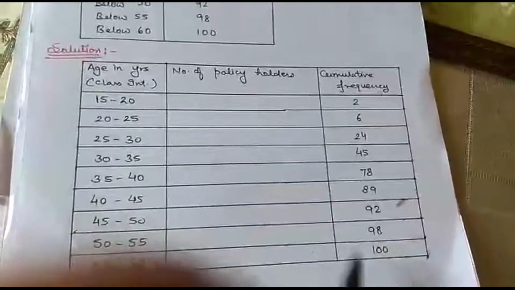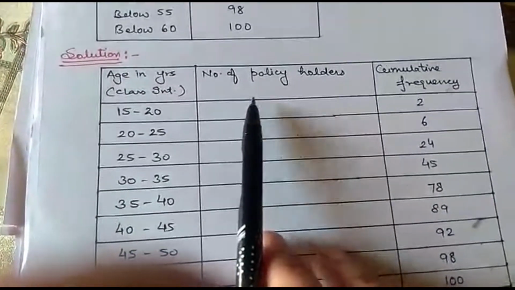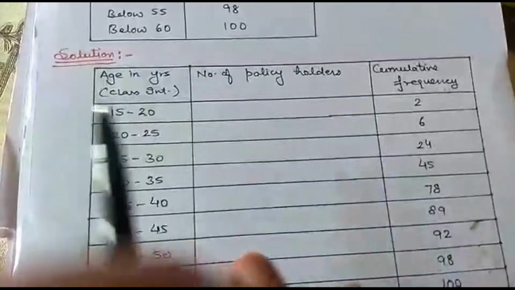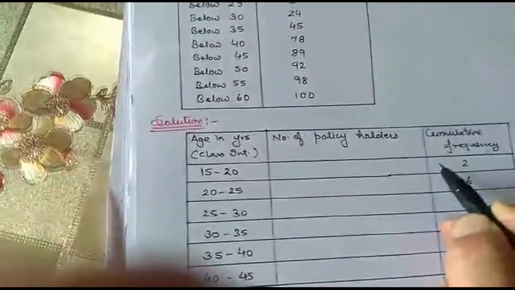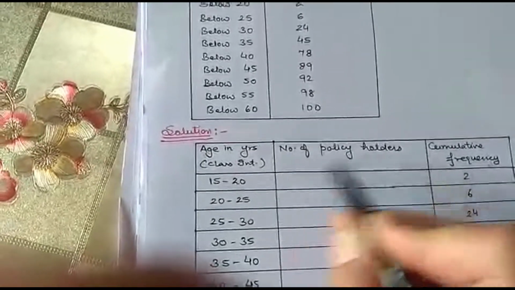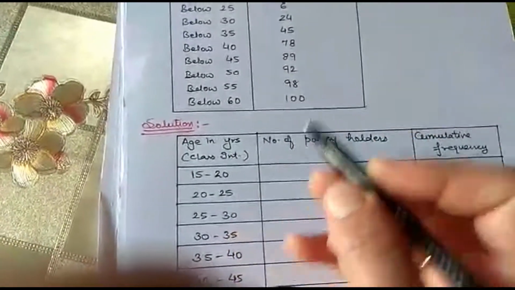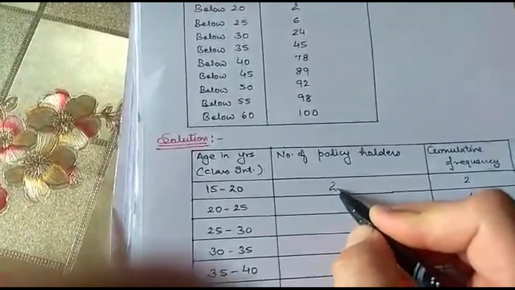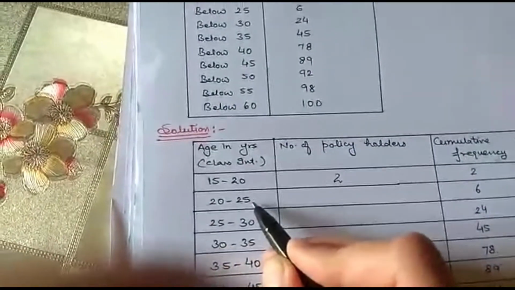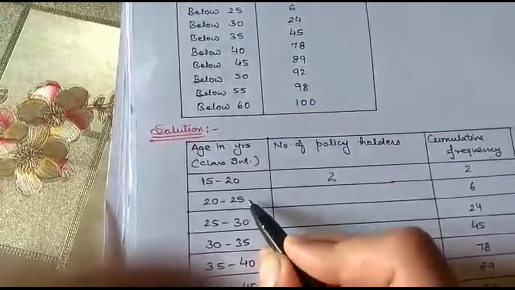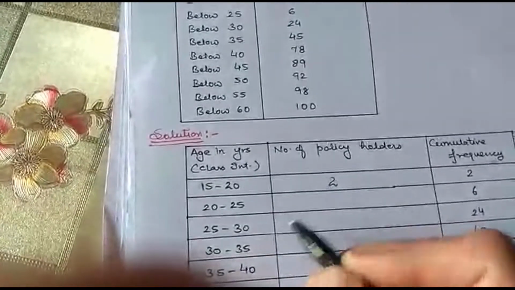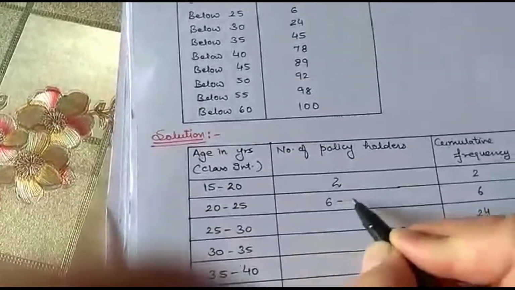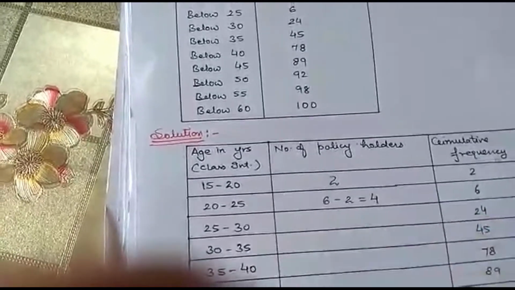Secondly, write down all the cumulative frequencies here. Now we have to find the frequency of each class interval. For this, how will we do the calculation? Look here. For the first class, the number of policy holders below 20 will be the same as in the question. So that is 2. Number of policy holders below 25. Now, below 25 also counts those below 20, so what do we have to do? Subtract. So 6 minus 2 is equal to 4.